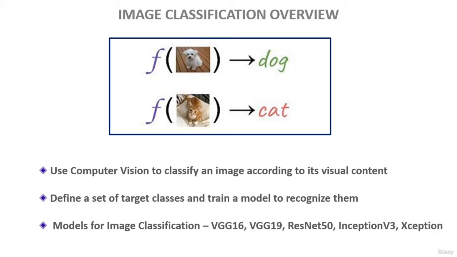Some examples of image classification include labeling an X-ray as cancer or not using binary classification, classifying a handwritten digit using multi-class classification, and assigning a name to a photograph of a face, again using multi-class classification. In image classification, we define a set of target classes, that is objects, to identify in images and train a model to recognize them using labeled example photos. Some of the most popular models for image classification in the industry are support vector machine, VGG16, VGG19, ResNet 50 and Inception V3 model.